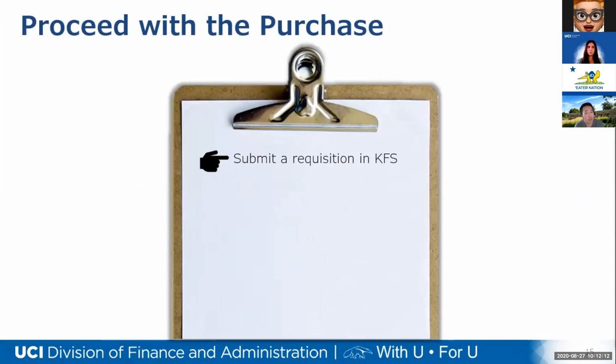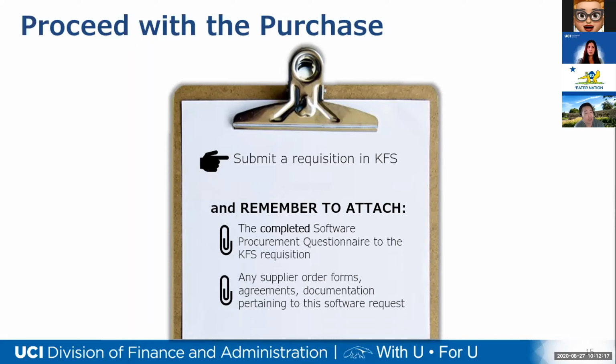Then please proceed with the purchase by submitting a requisition in KFS, and be sure to attach number 1, the completed software procurement questionnaire. This will be required on all software purchases moving forward. And second, any backup documentation or any supplier agreements or paperwork. And please keep in mind that any third-party forms that require signatures must be reviewed and signed by the procurement services team. If any department signatures will be needed, our team will be sure to route that through DocuSign. Next slide, please.